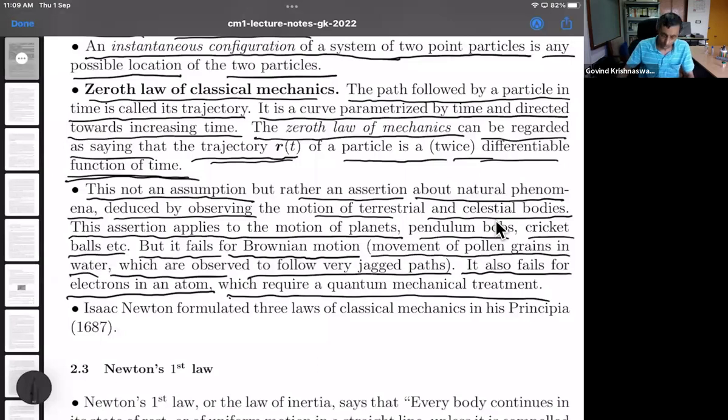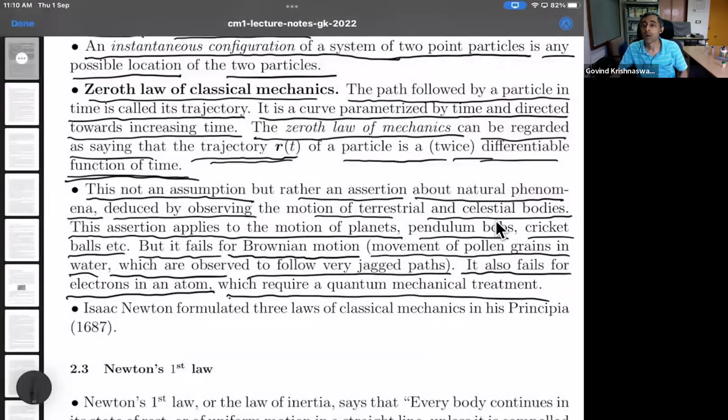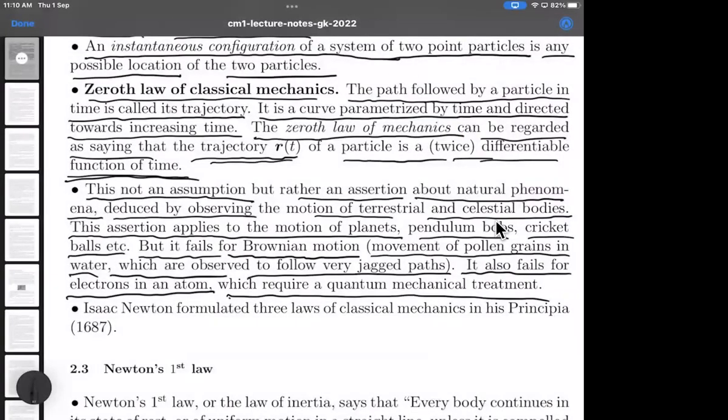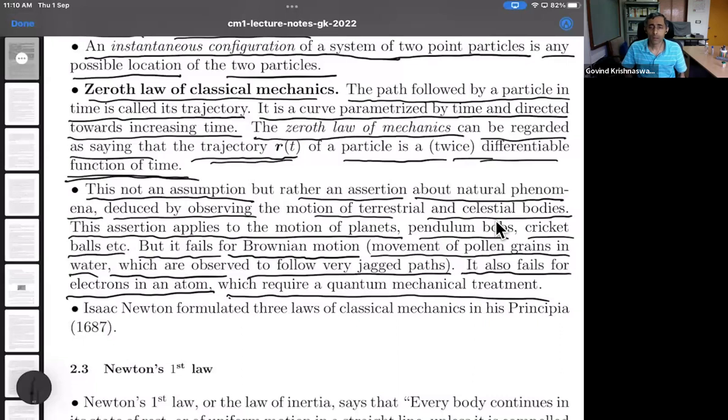And once you do that, it is no longer fruitful. I emphasize this word fruitful. It is not fruitful to model a Brownian particle as one that has a twice differentiable trajectory on the scales of interest. Is that clear? Thank you, sir. Yeah, sure. Any other questions?